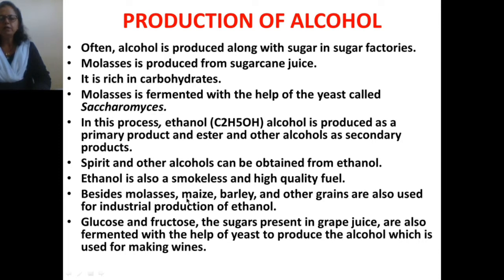Besides molasses, maize, barley and other grains are also used for the industrial production of ethanol. Glucose and fructose, the sugars present in grape juice, are also fermented with the help of yeast to produce the alcohol which is used for making wines. So these are some uses of useful microbes.